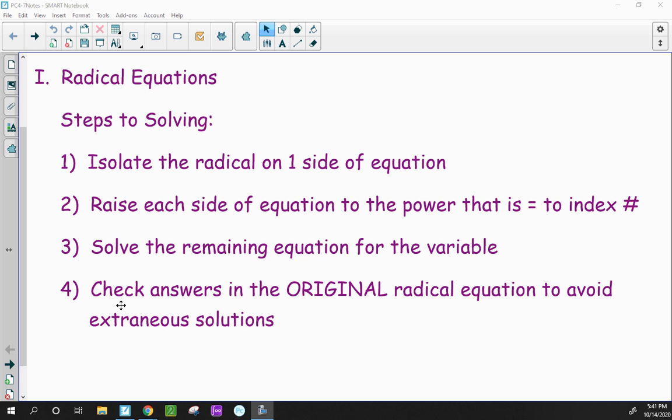So the check has to be done for every single problem. It's not optional, because sometimes you solve these problems and there will be 2 answers, but only one works. Sometimes you'll solve and you'll get 2 answers and none of them work. And so to avoid what's called extraneous solutions, meaning answers that look like they're working but they really don't, you must check it.